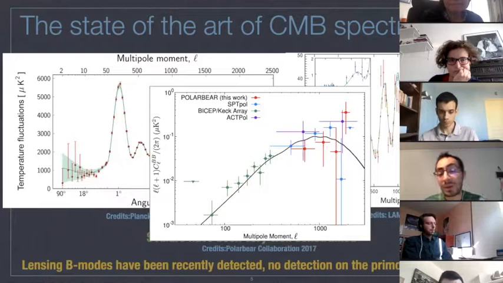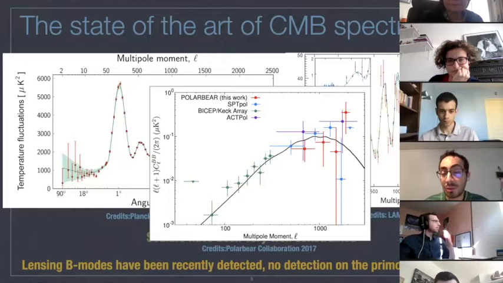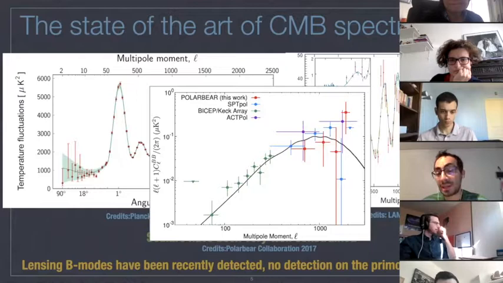But B modes, so far, as I said, lensing B modes have been detected, and you see the peak here around L of 1000. But there is no detection of the primordial B modes, which are expected to peak around L of 100. So far, the solid line that you see here is just the expectation from the lensing B modes. It may well be that they are less than the amplitude of the lensing B modes.